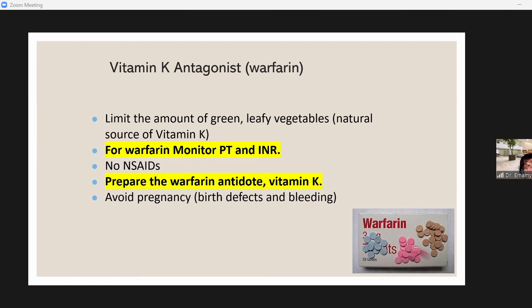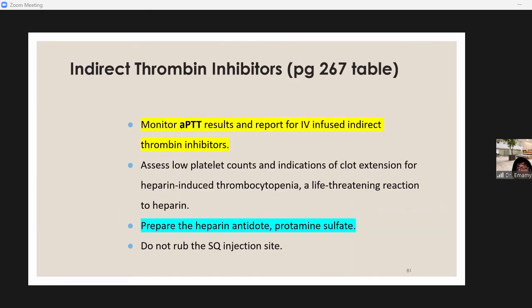What is the antidote of warfarin? Vitamin K. What is the antidote of heparin? Protamine sulfate. So for high alert drugs, you need to know the antidote. What was the antidote of opioids? Naloxone. What is the antidote of heparin? Protamine sulfate. What is the antidote of warfarin? Vitamin K.